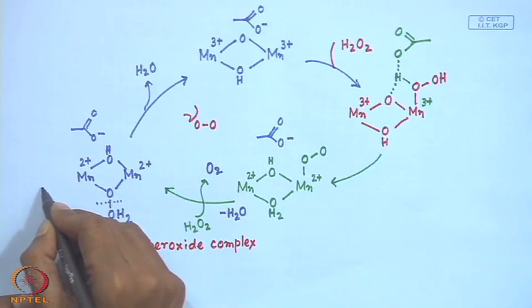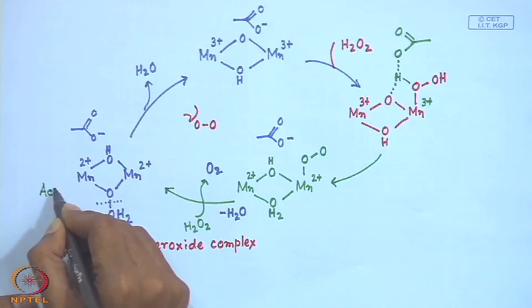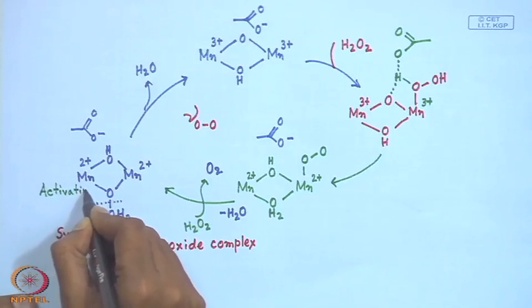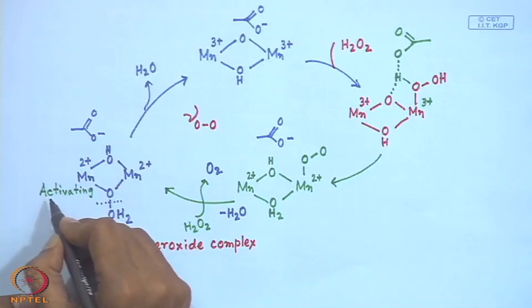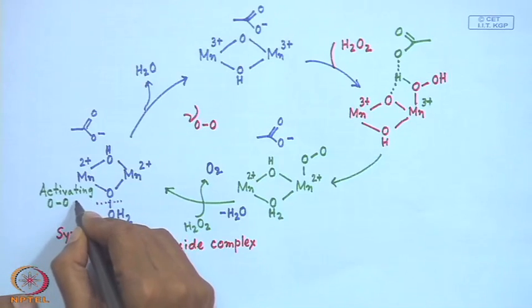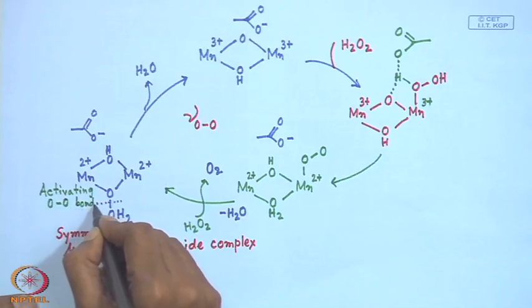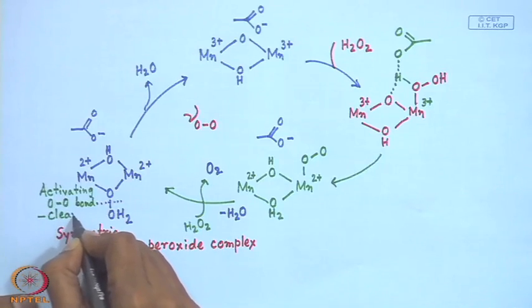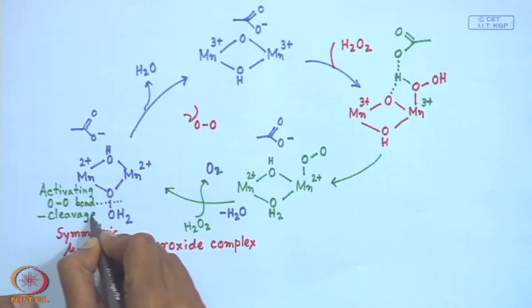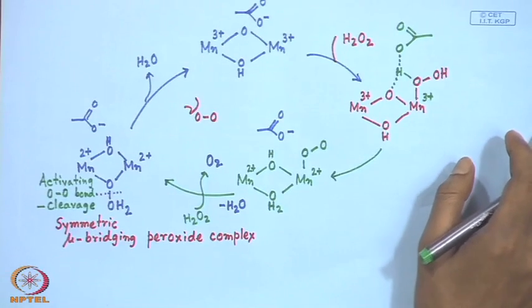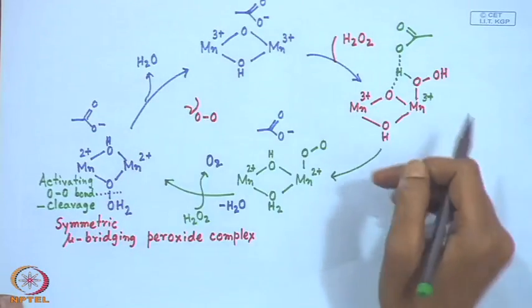So, at this point we are activating the OO bond for cleavage. So, we can generate the original catalyst, and that can again continue the cycle.